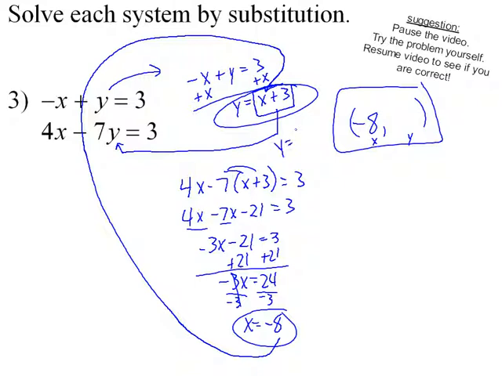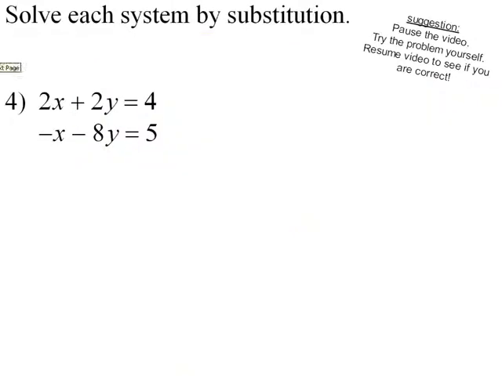I got y equals x plus 3. I came up with negative 8 for x. Y equals negative 5. That's my point of intersection. And one more example, and then you can do the you try. All right, again, you can always pause it if you want and see what I come up with.